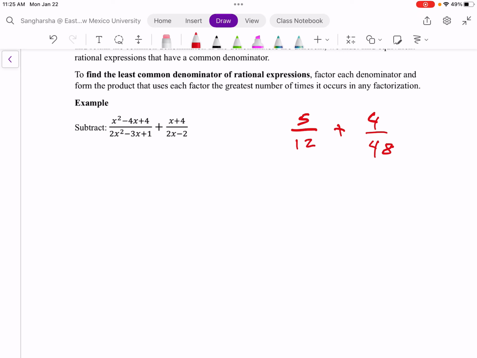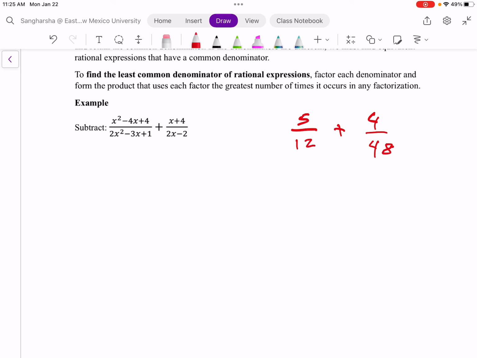Right, we need to have a common denominator, right? Now, what is the common denominator? The first expression has a denominator 12, the second has 48. So how do we find the common denominator of 12 and 48? It's the greatest common factor.